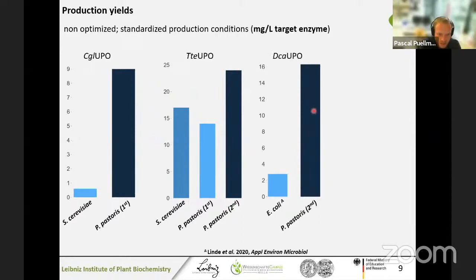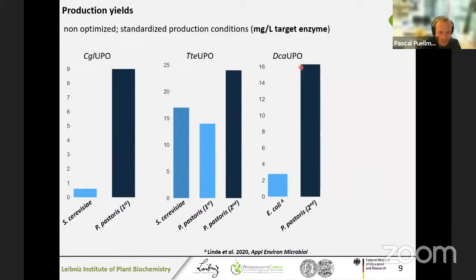Another thing was that lately there have been some first reports on production of UPOs in E. coli, which I already mentioned can be quite challenging because of glycosylation as well as disulfide linkage. But there were some reports, and one of those included the DCA UPO. They reported roughly 2.6 milligrams per liter. We took this UPO and put it into our shuffling system, and we got really lucky. So this seems to be also very suitable for production in Pichia, as we can get up to 60 milligrams per liter.